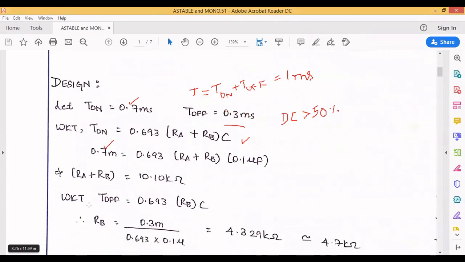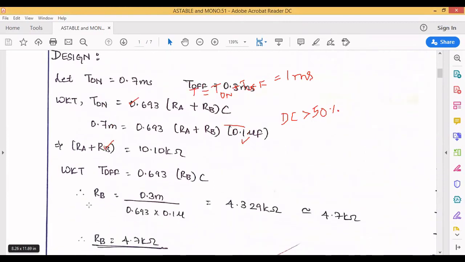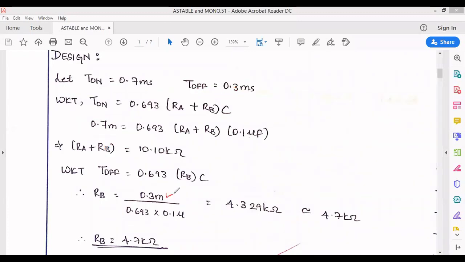But my intention is to get RA and RB individually. One more formula I have is for T off, that is 0.693 into RB into C. We know the value of T off, which is 0.3 milliseconds. Just substitute the value of T off and 0.693 and the capacitor value, then you will get RB as 4.329 kilo ohm, approximately equal to 4.7 kilo ohm. So we are choosing 4.7 kilo ohm.